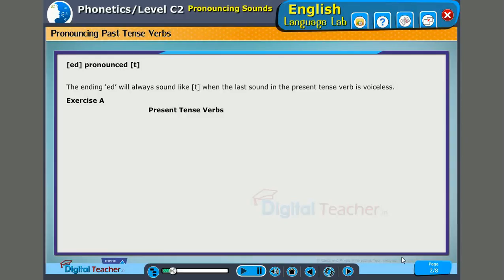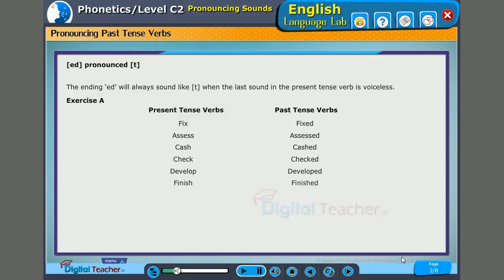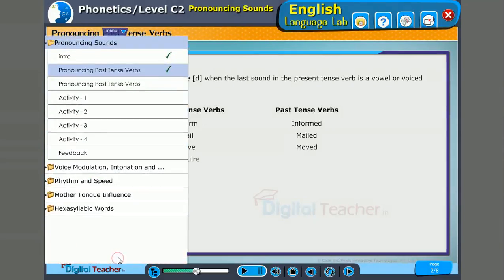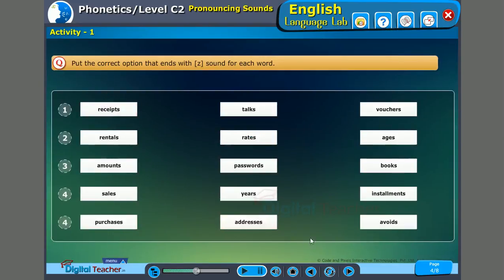Present tense verb fix. The past tense verb will be fixed. Assess, assessed. Cash, cashed. Check, checked. Develop, developed. Finish, finished. Wash, washed. Replace, replaced. Press, pressed. Stop, stopped. Laugh, laughed. Put the correct option that ends with z sound for each word.